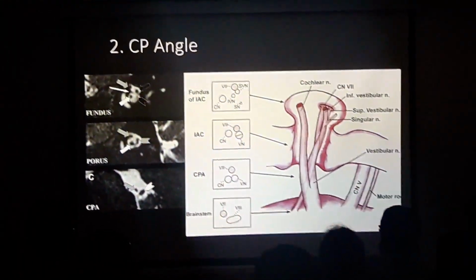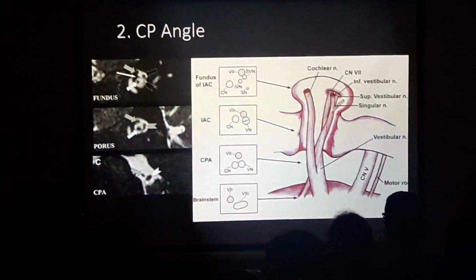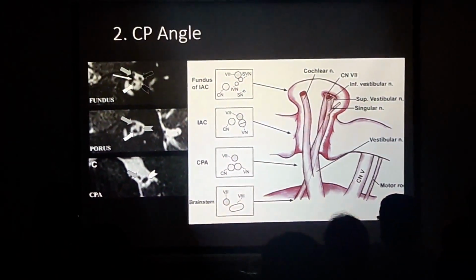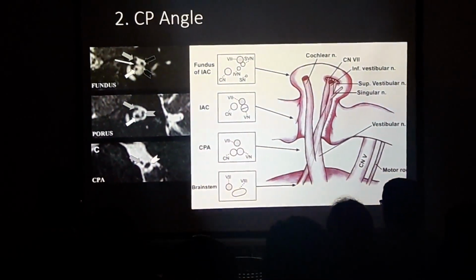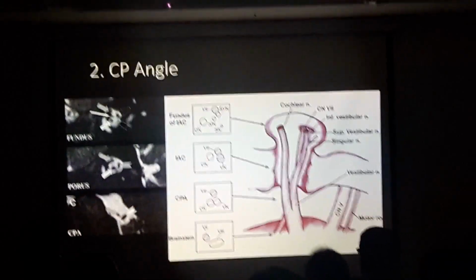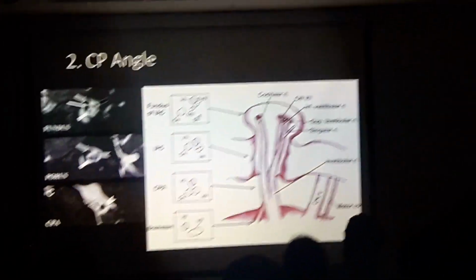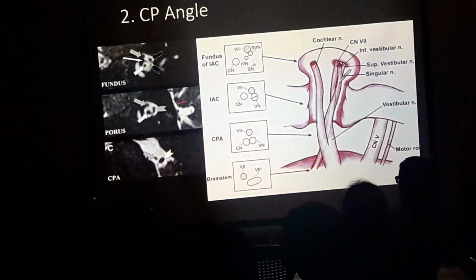As we come out into the CP angle, the cochlear nerve and vestibular nerve get separated. There is spatial continuity. As we come to the porus of the internal canal, that is the medial end of the internal canal, as you can see here, the facial nerve stays there, the cochlear nerve comes to the anterior inferior position, and the vestibulocochlear nerve starts getting divided. So this picture starts.